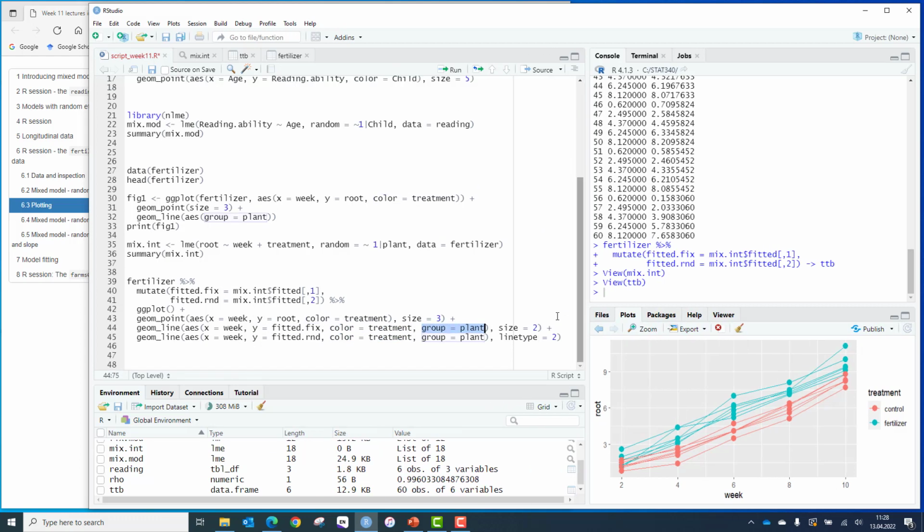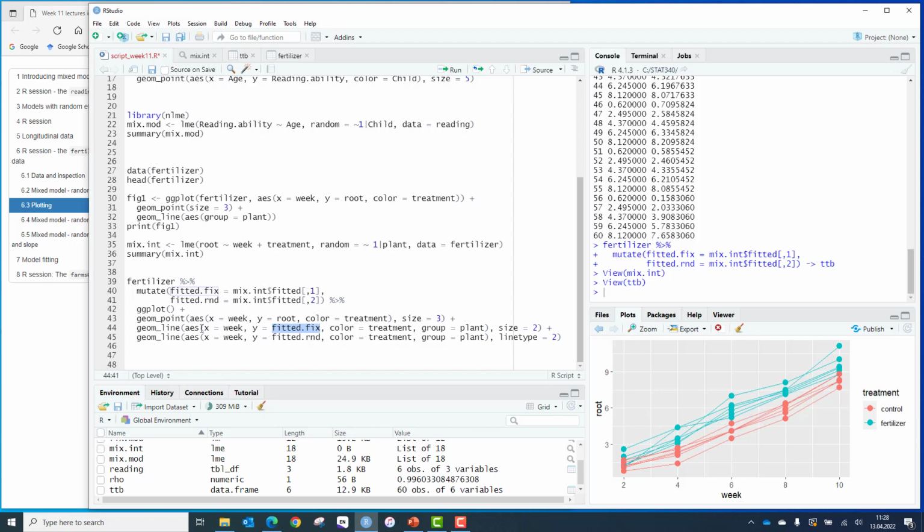And notice this is a thick line because it has size 2. And then I add the same, but instead of the fixed, I use the random effect fitted. And what is the difference here? The fixed effect is the same now for each plant for the same treatment.